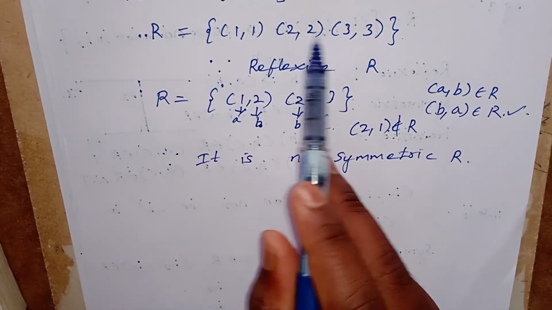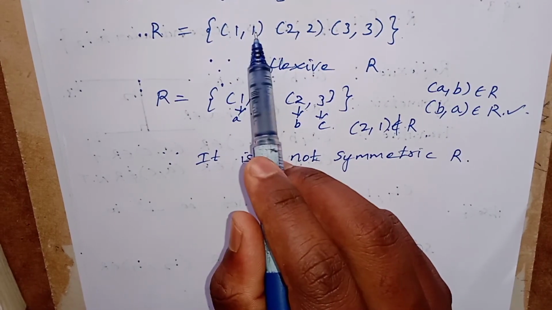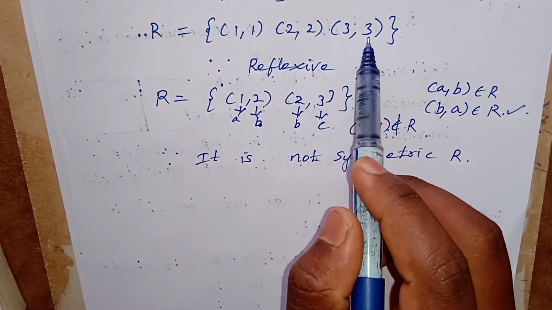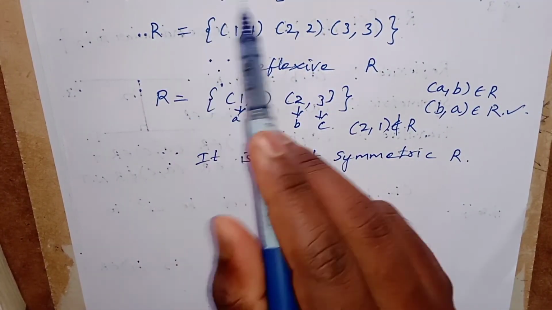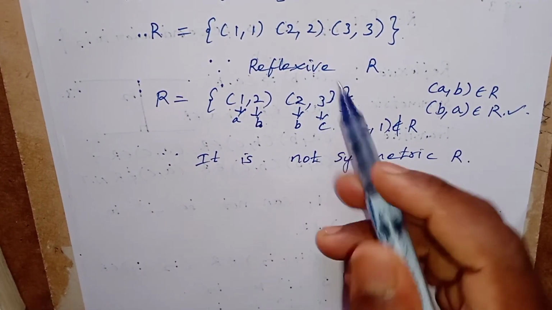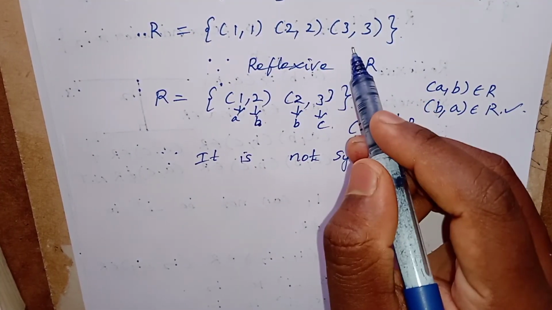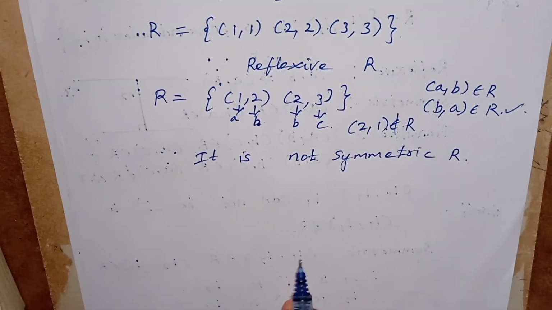You have to check every term. For identity, (1,1), (2,2), (3,3): in set A every element is satisfying, therefore it is reflexive. If even one term like (3,3) were not present, it would not be reflexive.